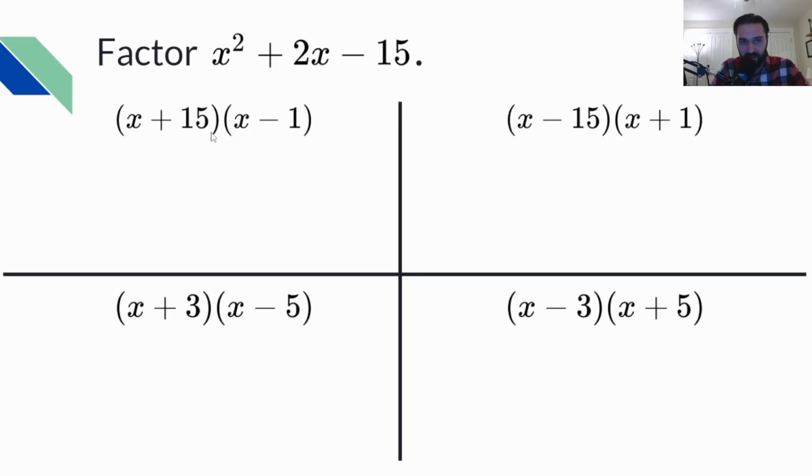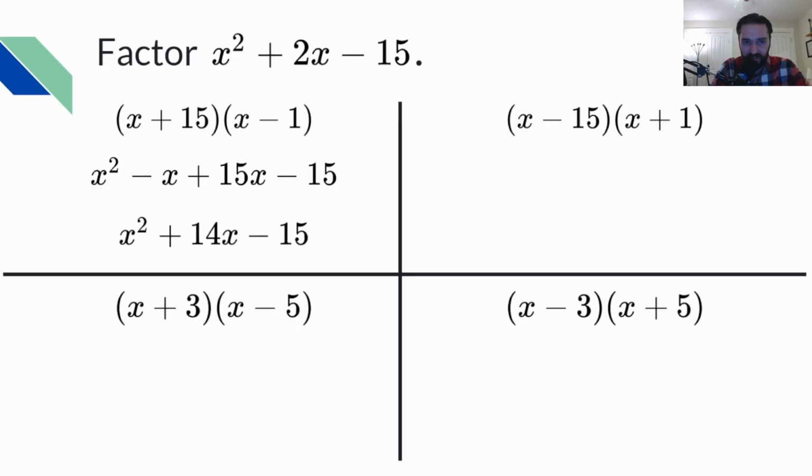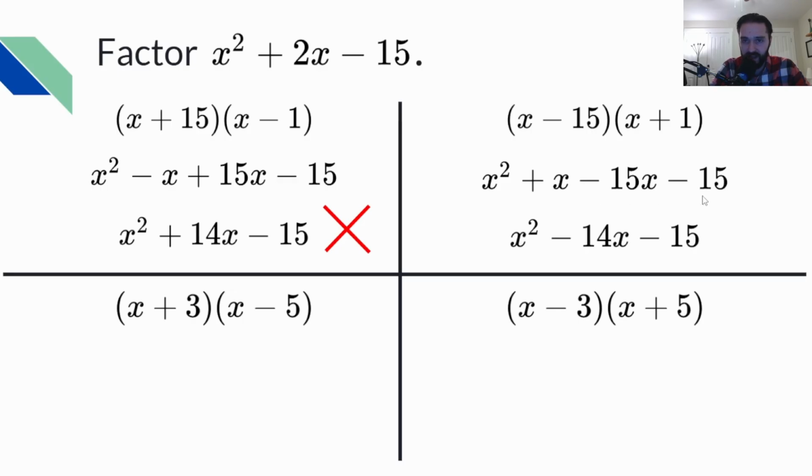Top left, x plus 15 times x minus 1. If I FOIL that, I get this. And I add like terms, and I get this. That does not match what we started with, so that doesn't work. Moving to the top right, if I FOIL it, I get this. If I add my two like terms in the middle, I get x squared minus 14x minus 15. That does not match what we started with, so that doesn't work either.